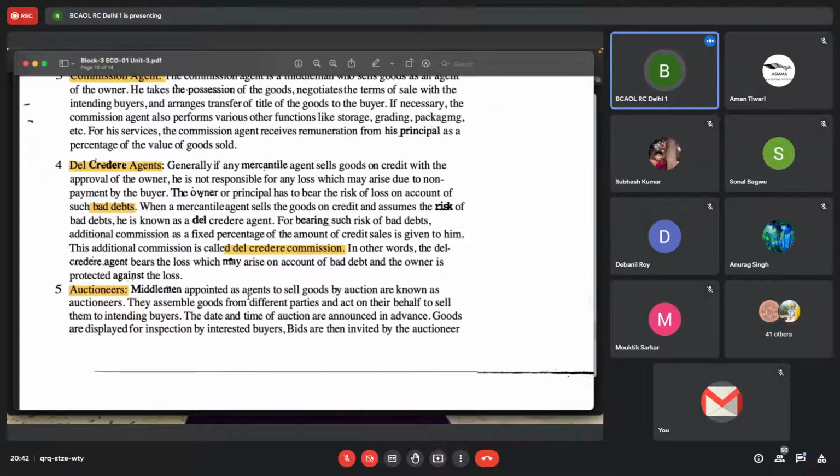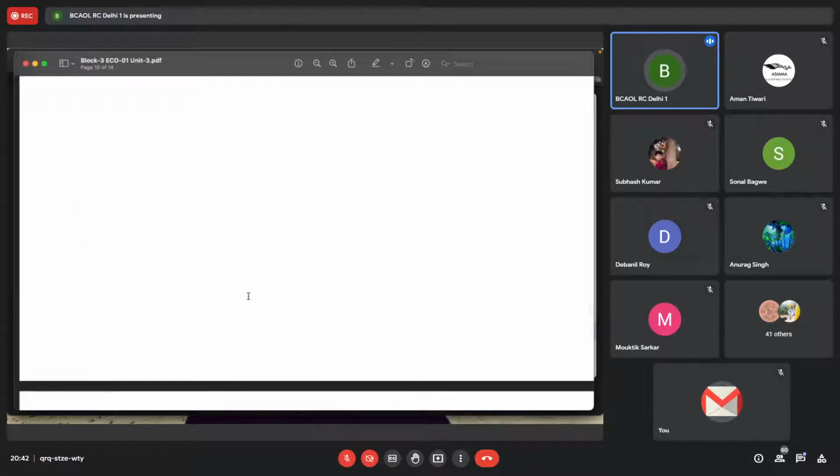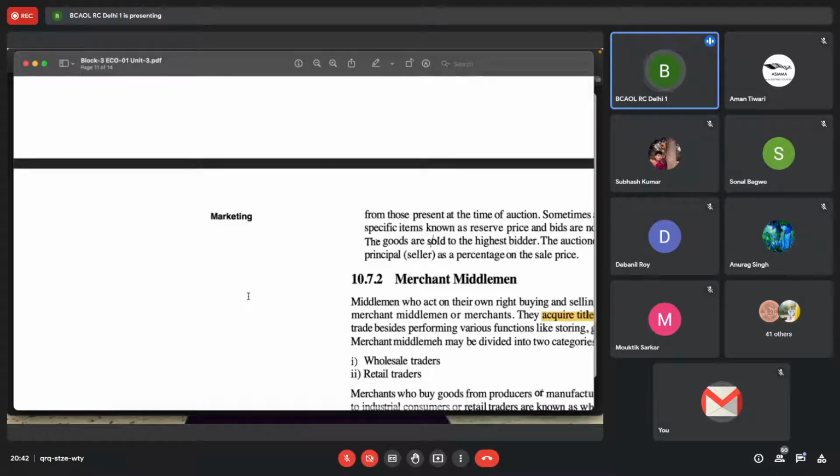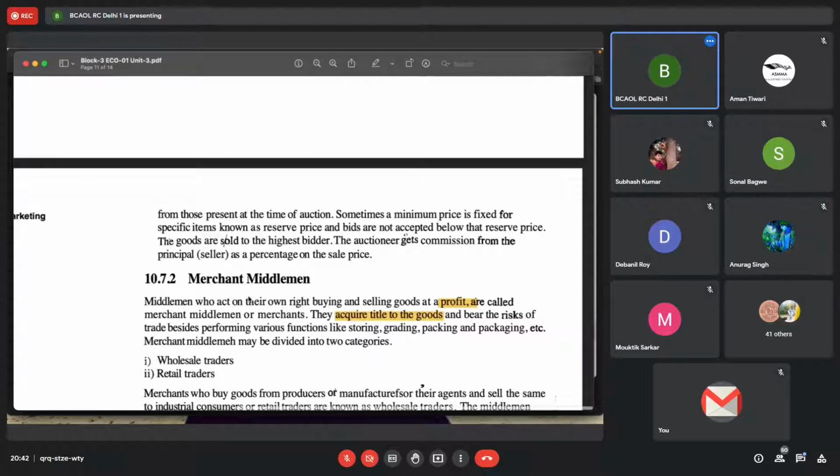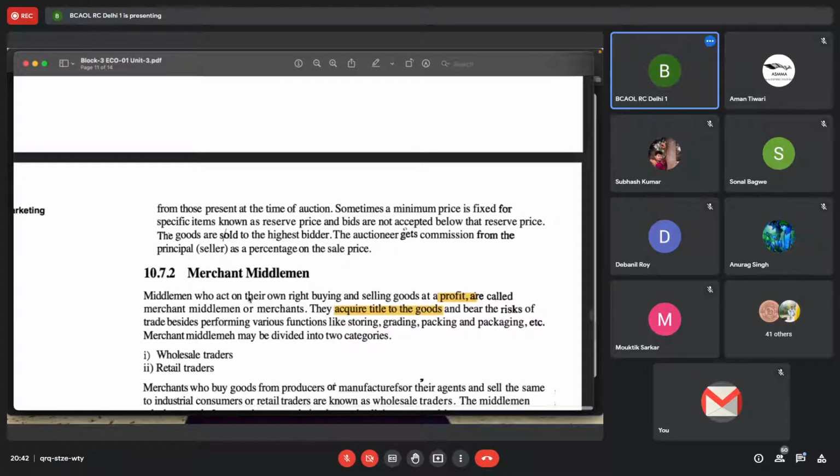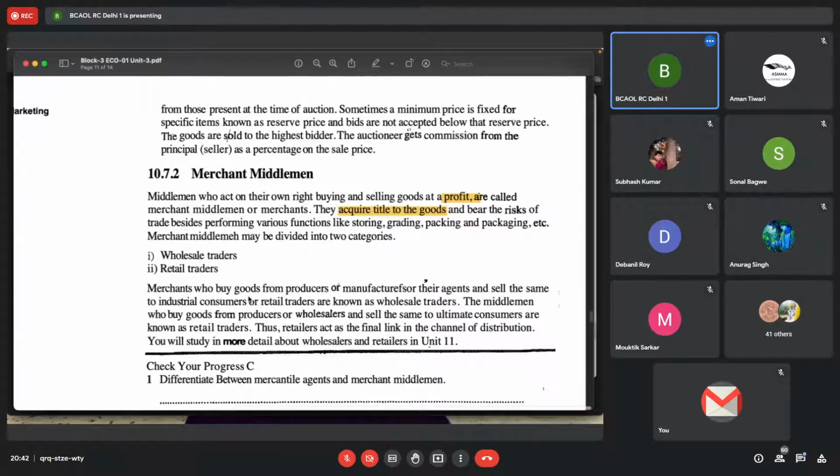Auction, I'm pretty sure everyone would know. They basically hold up expensive goods, like in a hotel or something. There will be paintings and whatever things need to be sold, and this person will have a hammer in his hand, and then they'll be bidding. The highest bid generally wins. That is your auction. Again, he's not the owner, he's just acting on behalf of the producer.